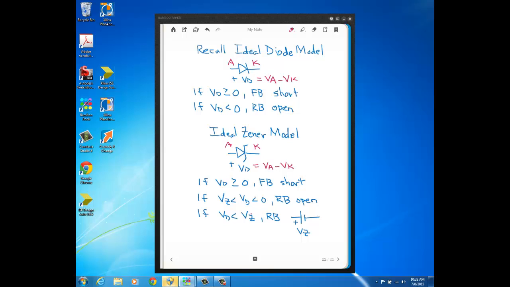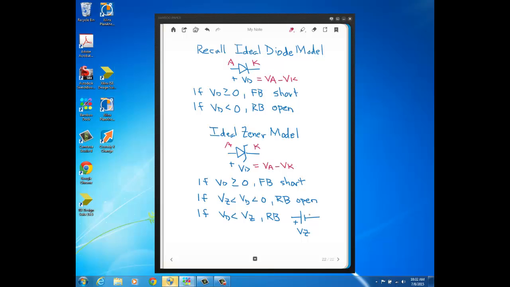But once I have enough reverse bias voltage, VZ is just enough, so if I have VZ or more reverse bias voltage than VZ, that's when the Zener is reverse biased and conducting, and it acts like an ideal voltage source of VZ. So you see here, this is reverse bias conducting, current's going to be flowing.